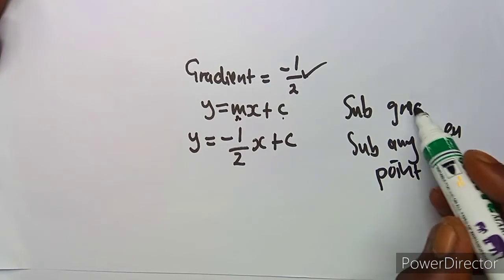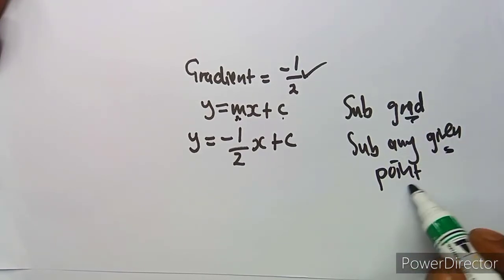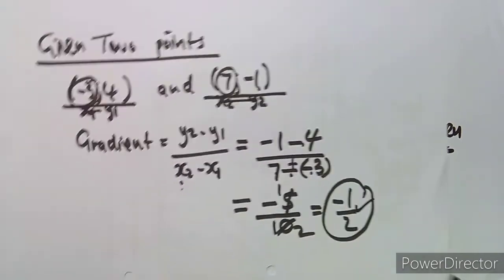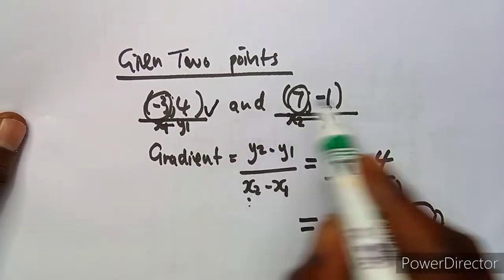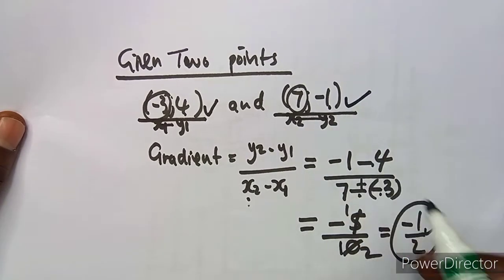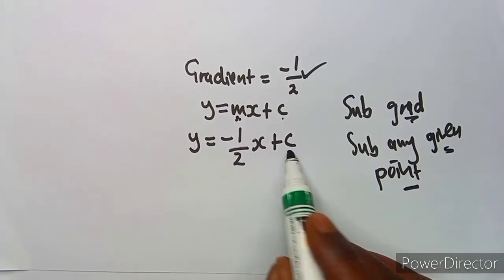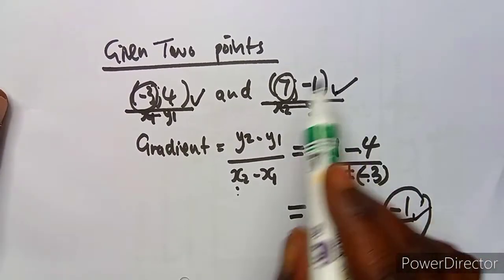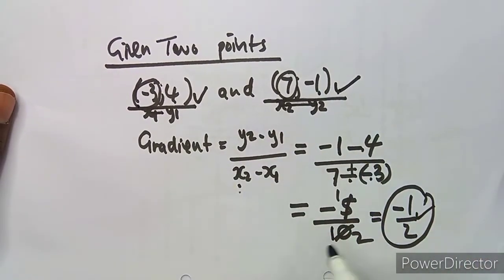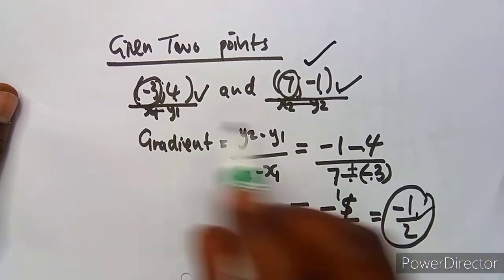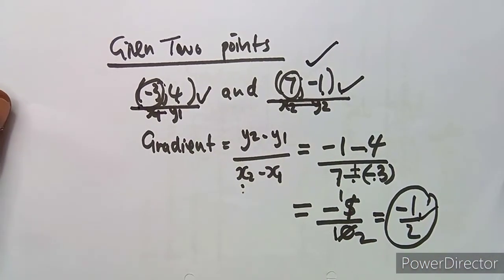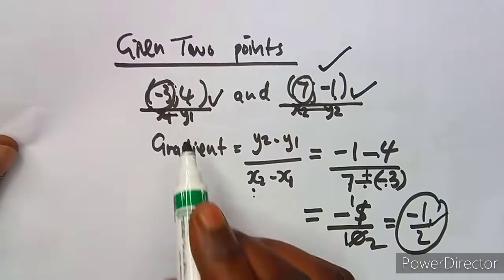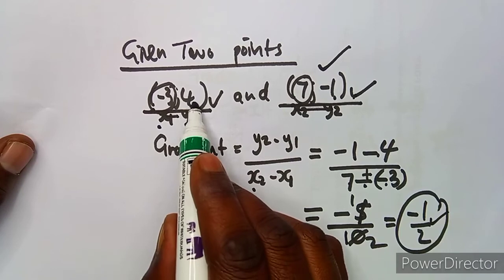So the first one is for the gradient. Then the second one is any given point. Why? Because you are given 2 points here. So you substitute any of these 2 points in order for you to calculate the value of c. So you're just going to take one, and you're going to find the same answer. So I'm going to use one, then you try this one. I'm going to work with this one. We are going to obtain the same answer, okay? So in this case, we've got x and y. So y is 4.